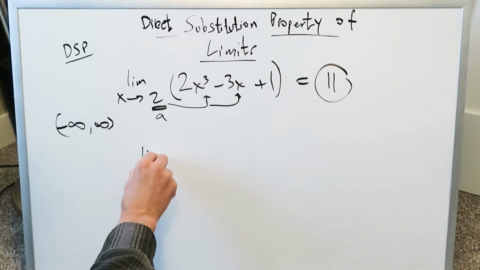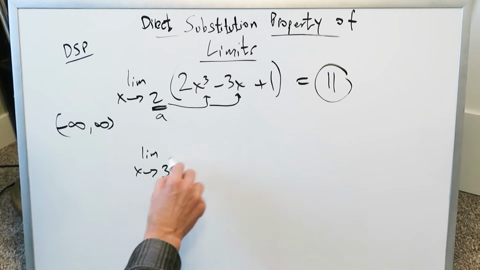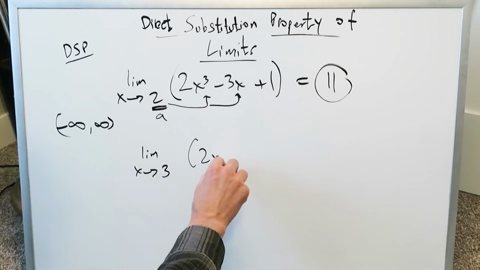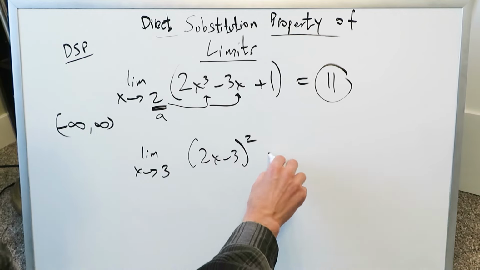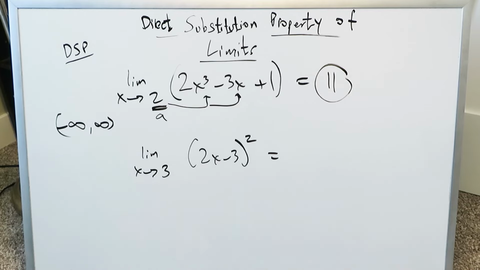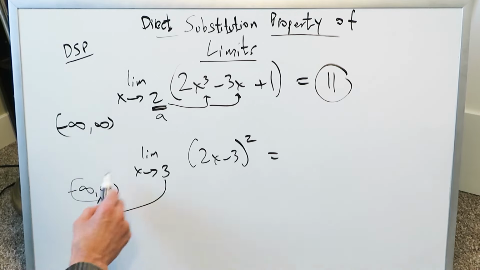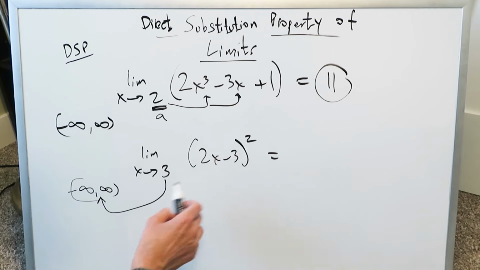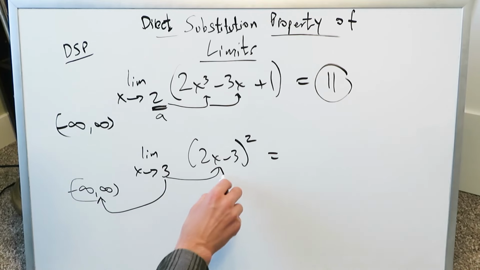Let's look at one more question. Limit as x approaches 3. We have this function right here, 2x minus 3, whole squared. And what does this approach? Again, if you were to expand this out, you'll have a quadratic equation. A quadratic equation in terms of a graph is a parabola. But again, this parabola here would have a domain of minus infinity to infinity, and 3 is very easily found in this domain. Remember, if a is found in the domain of your function, then just plug in the value and see what you get.